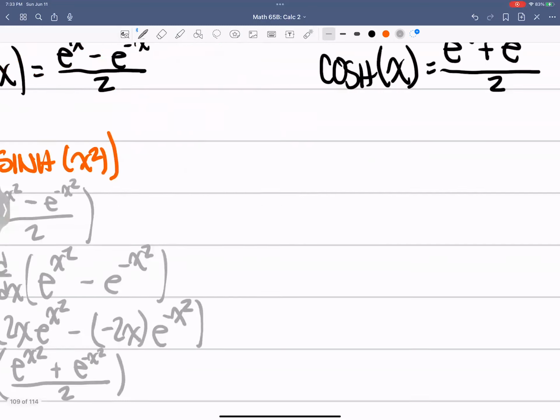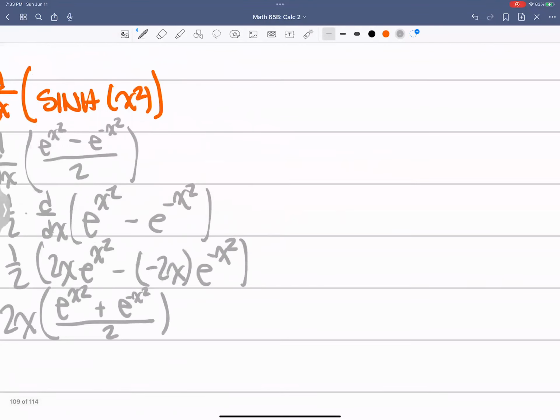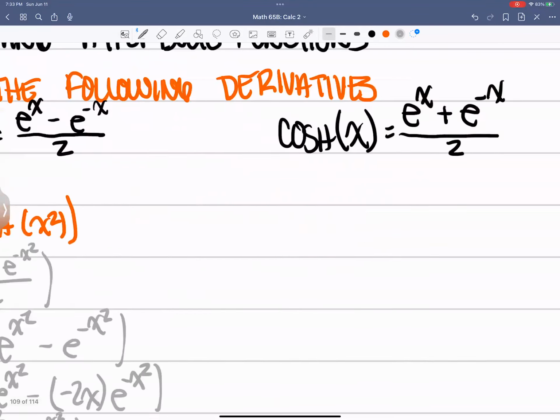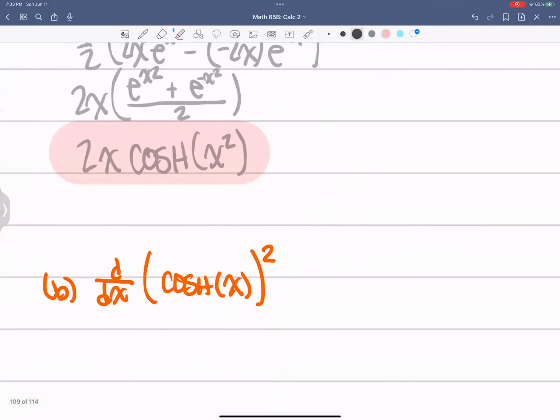Oh, that looks really familiar. It's cosh, evaluated at x squared, not just x. So evaluated at x squared. So we have 2x times the hyperbolic cosine of x squared. And that's it. So there's that one. Really, really like that one.